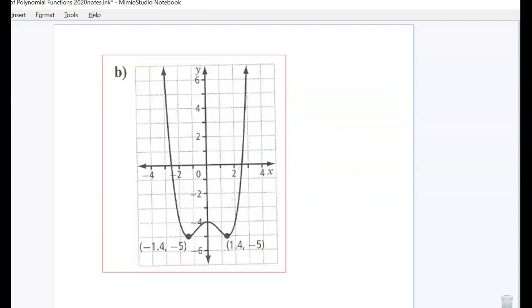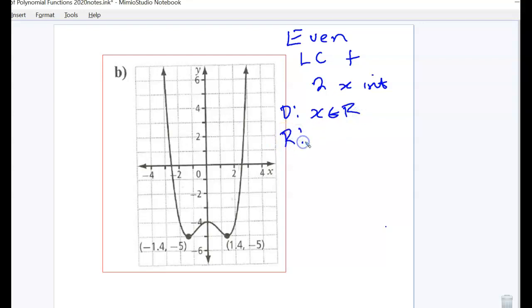Okay, question B. Again, this is an even degree polynomial, and the leading coefficient is positive because it's starting in 2 and ending in 1. Okay, the number of x-intercepts, we have 2 x-intercepts, and the domain is all the reals, and the range in this particular case is y is greater than or equal to negative 5. For a polynomial, the domain will always be all the reals. The range, depending on what the degree is, even or odd, will change.